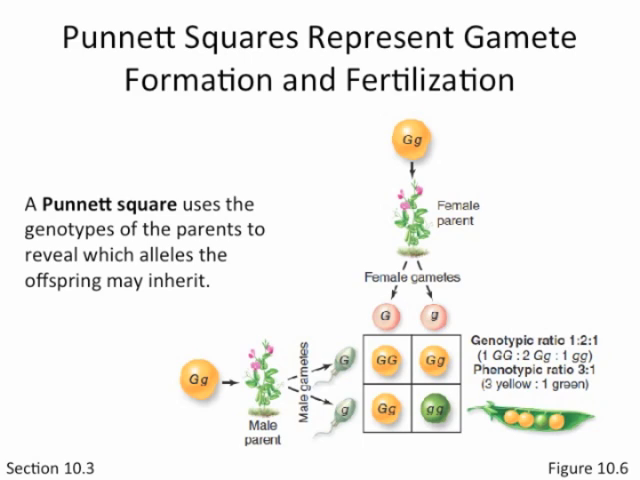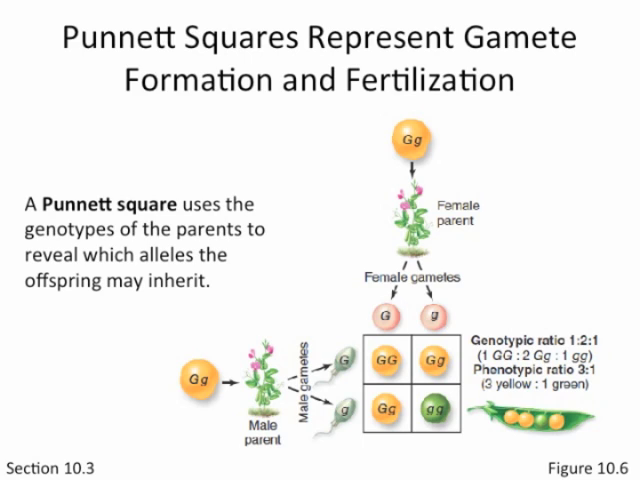So the male could give a big G and the female could give a big G, in which case we'd have a big G, big G offspring, which would be yellow. The male could give a big G and the female could give a little g, in which case we'd have a big G, little g, and we'd have a yellow heterozygote offspring. The male could give the little g and the female the big G, in which case we'd get a big G, little g again, yellow offspring.